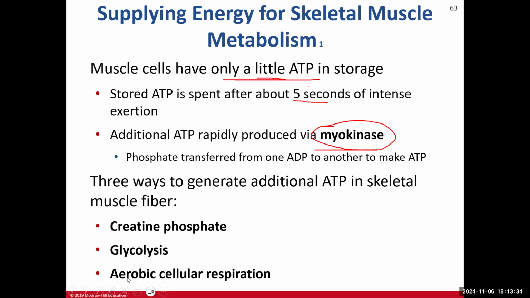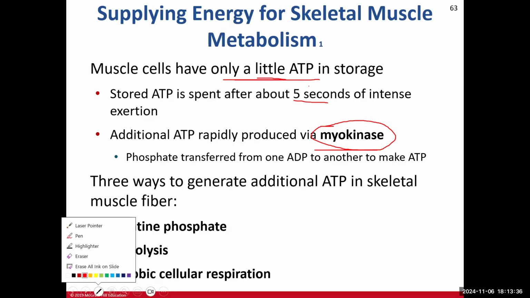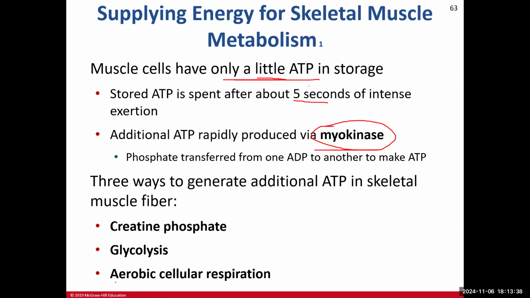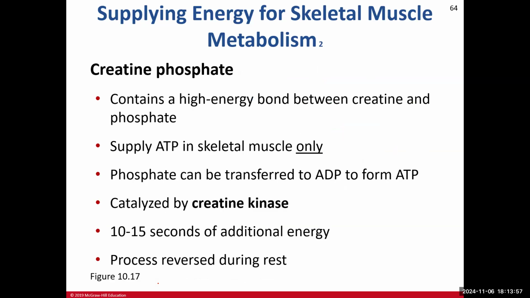When you see the word aerobic, what are you thinking? You're thinking 1980s leggings and bad haircuts? No, I mean, you're thinking oxygen, right? I hope you are. So aerobic cellular respiration means we're going to engage in a metabolic process that includes oxygen. All right, so let's talk about these 3 different additional ways to generate ATP.